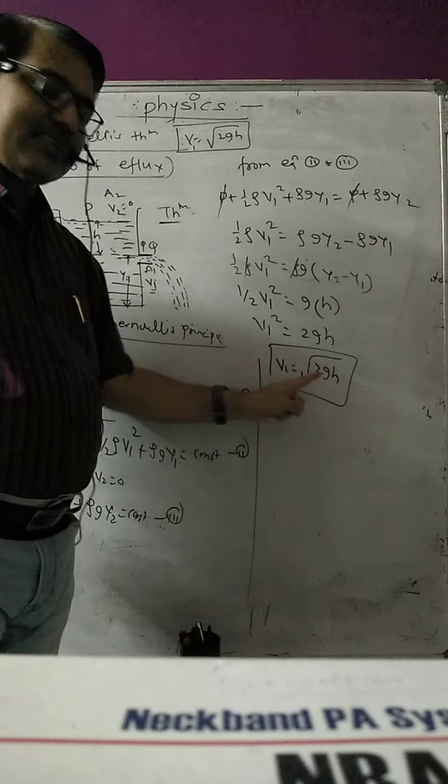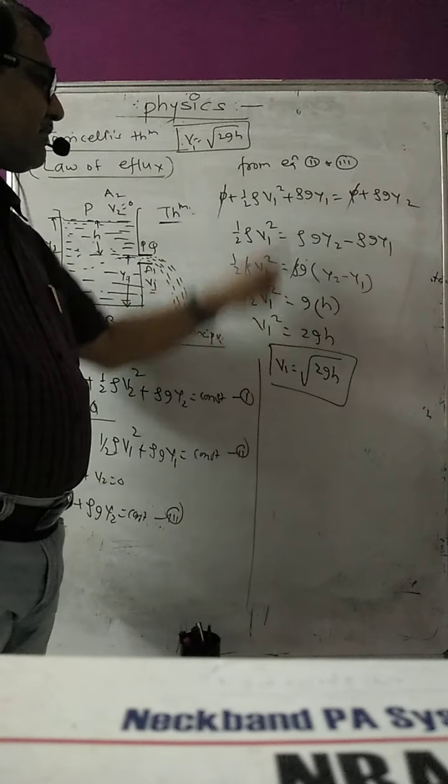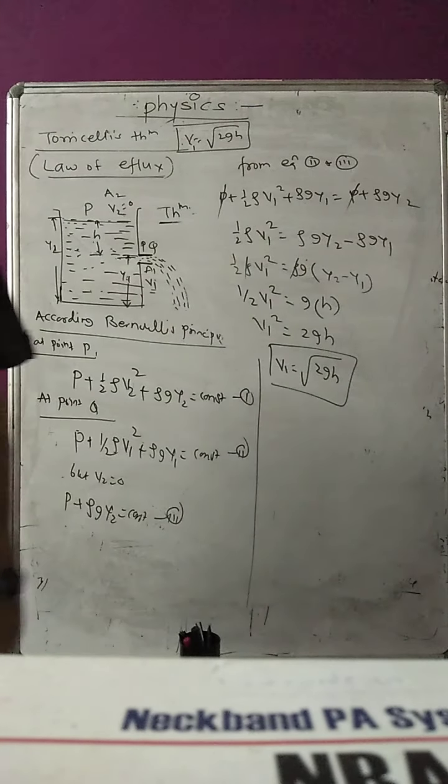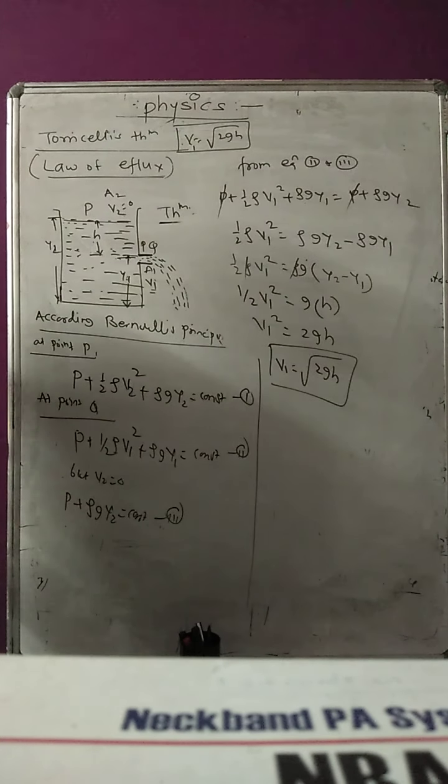So that is the one and the same. It means by using Bernoulli's principle, we are able to find out the velocity. Okay, so that is the first equation. This equation shows the speed of efflux is the same as that of a freely falling body. It is known as Torricelli's law.